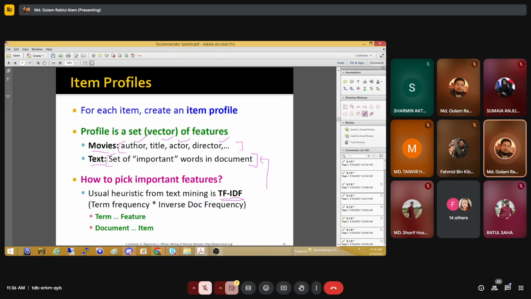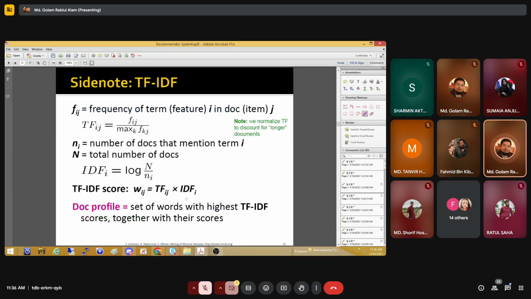Here, for the text, I think TF-IDF vectorization is very familiar. Many of you already know about it, that is the TF and IDF. So we have to find this. At first, we need to compute the TF, that is term frequency, and inverse document frequency. What is term frequency? It means the frequency of a term, like feature i, in the document j.